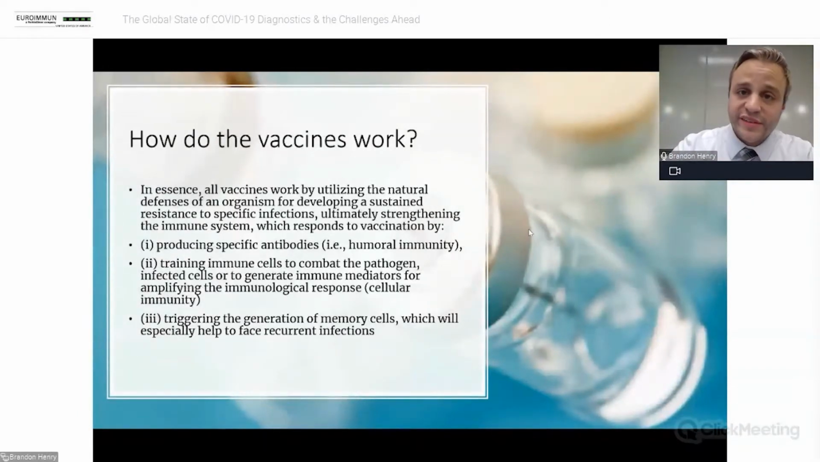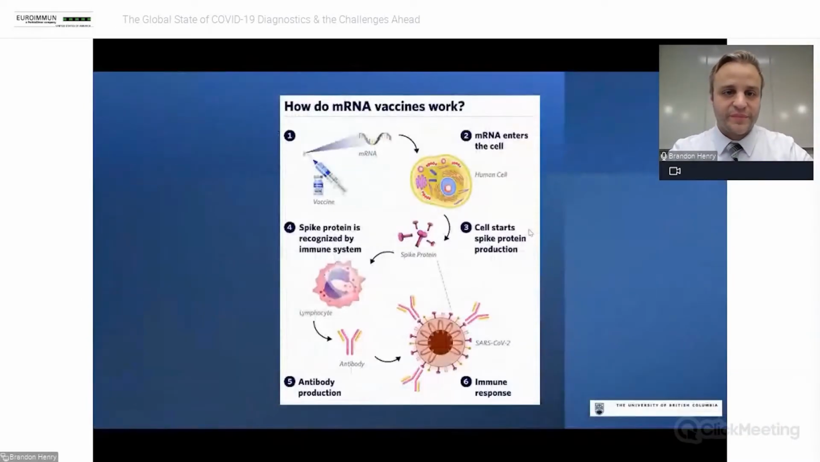1, producing specific antibodies, and that's called the humoral immunity. 2, training immune cells to combat the pathogen and infected cells that generate mediators for amplifying the immunological response, and we'll call that cellular immunity. And 3, triggering the generation of memory cells, which will especially help to face recurrent infections.